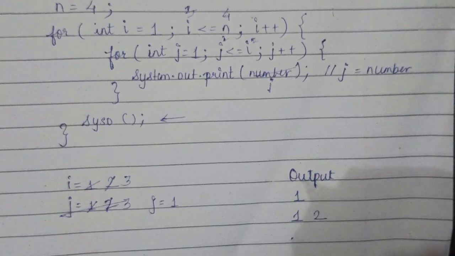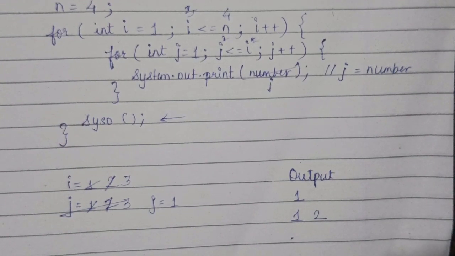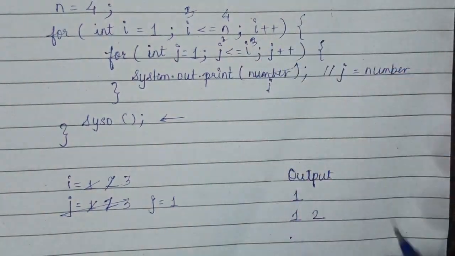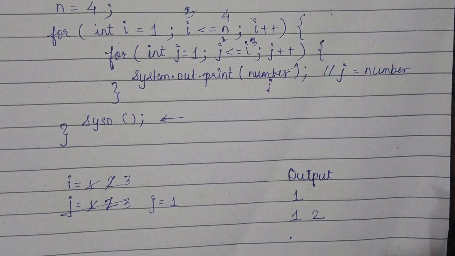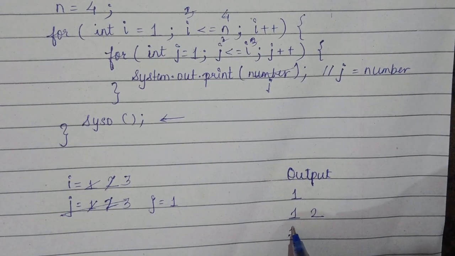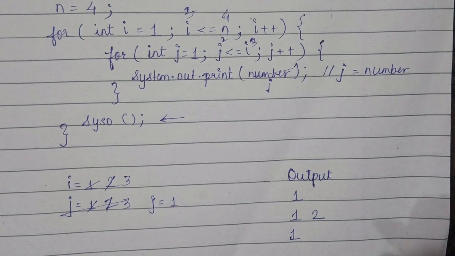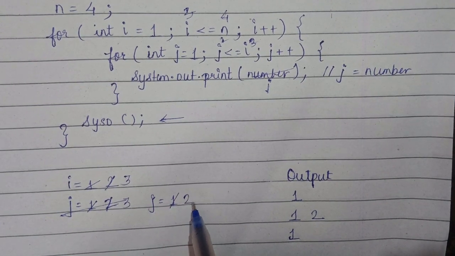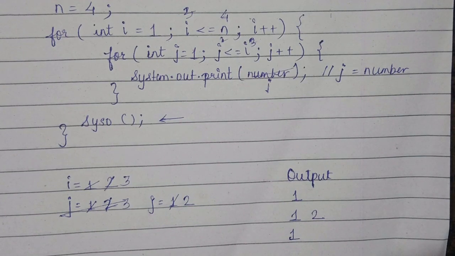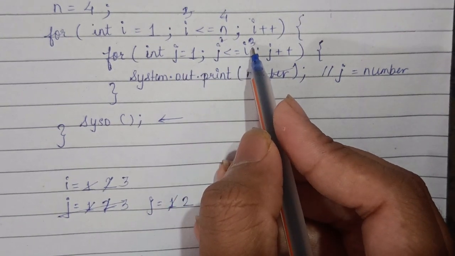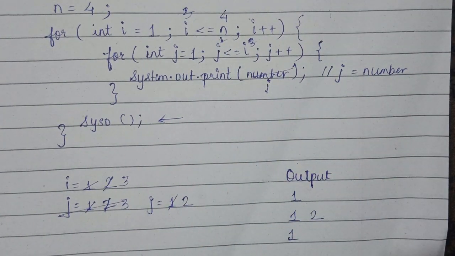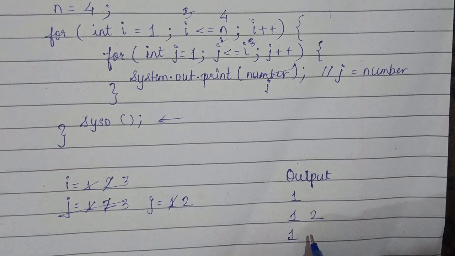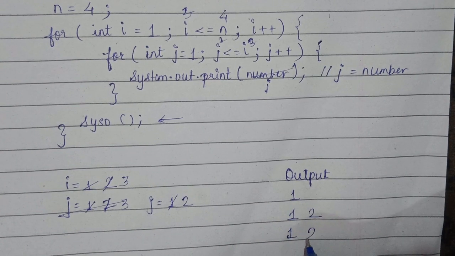Now it will check the condition: is 1 less than or equal to 3, since i's value is 3 here? The condition is true, so it will print j's current value, which is 1. Now j gets updated, and j's value becomes 2. It will again check the condition: is 2 less than or equal to 3? The condition is true, so it will print j's current value, that is 2.